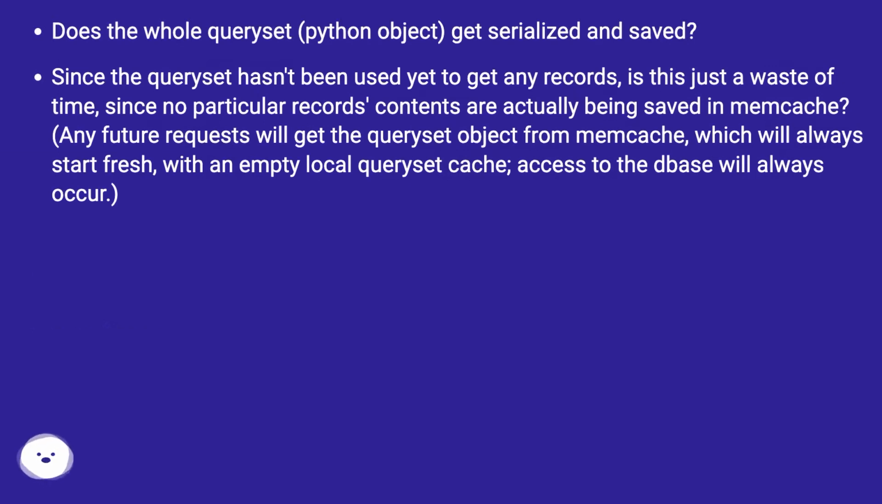Since the queryset hasn't been used yet to get any records, is this just a waste of time, since no particular record's contents are actually being saved in Memcached? Any future requests will get the queryset object from Memcached, which will always start fresh. With an empty local queryset cache, access to the database will always occur.